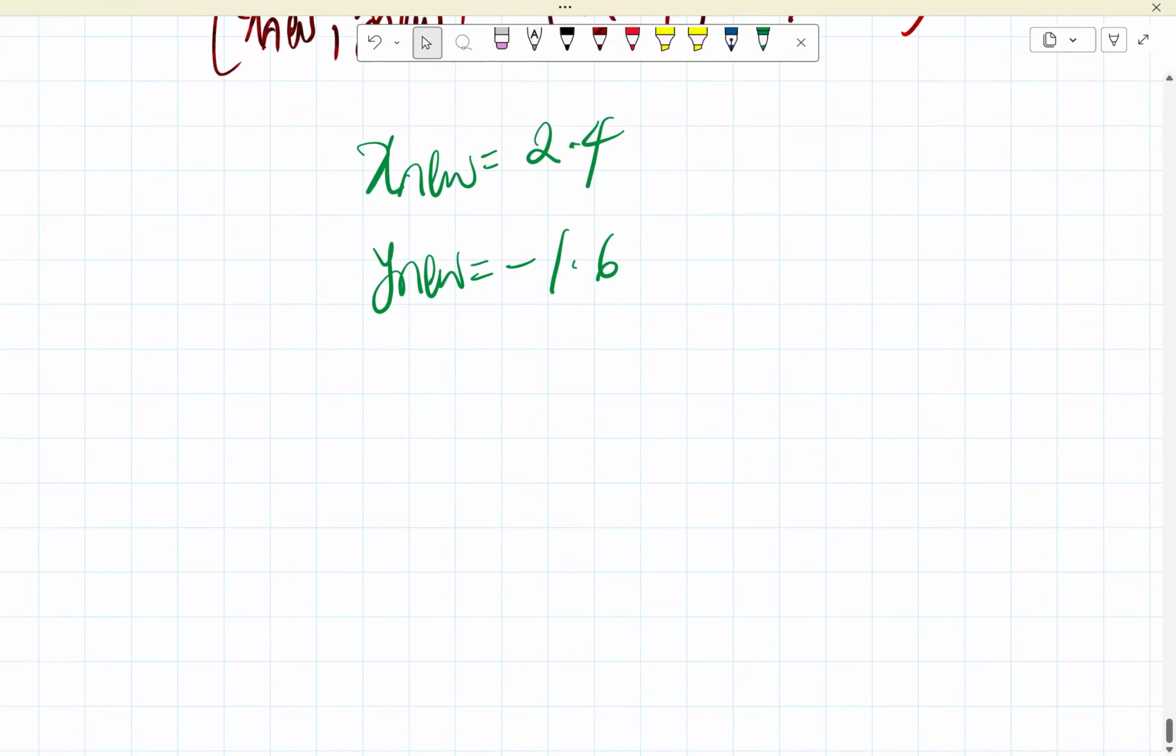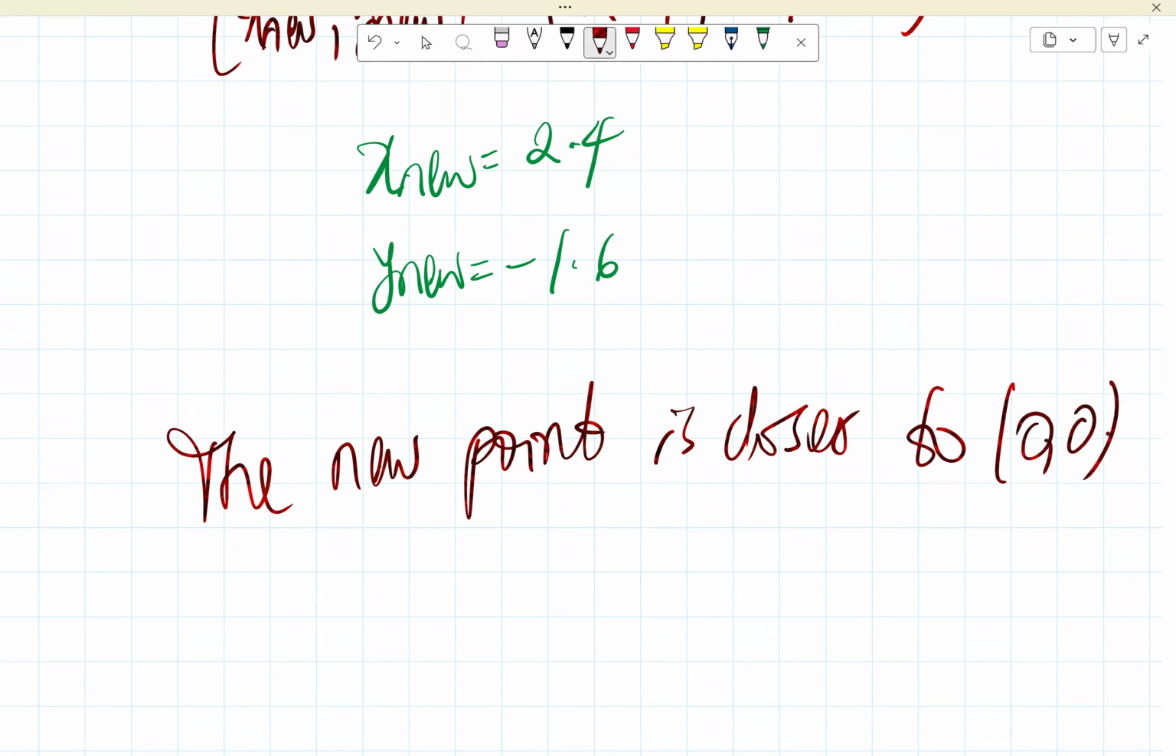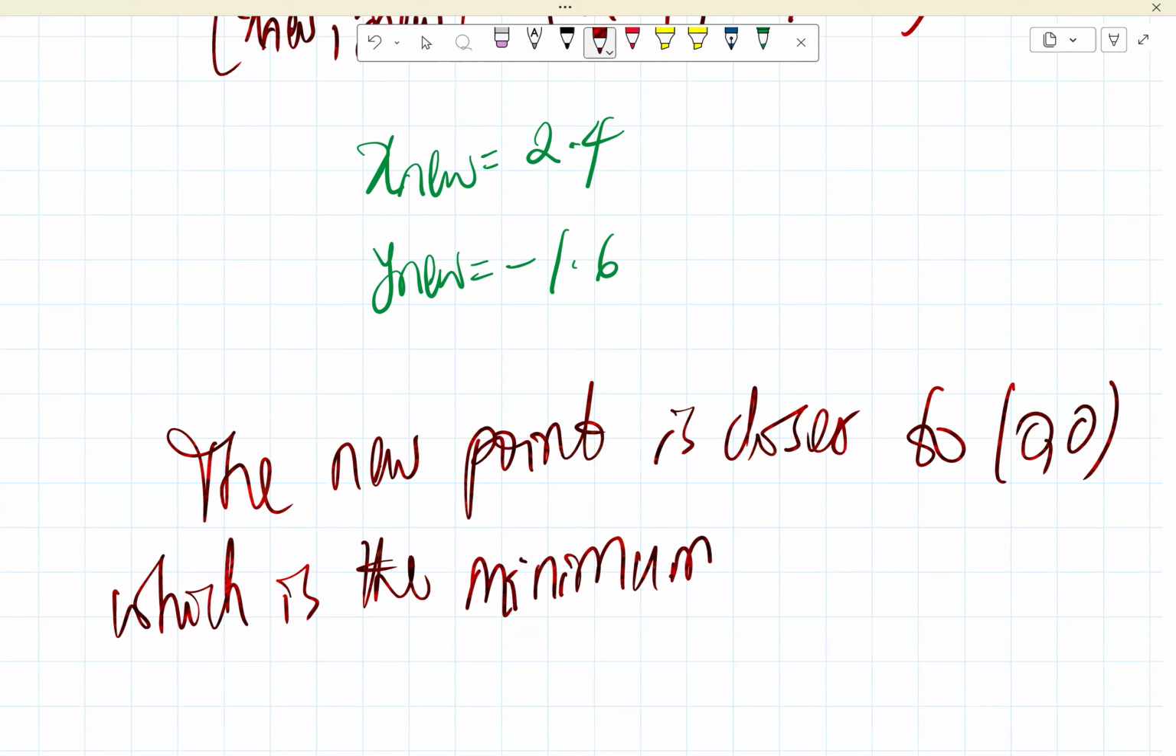If we continue, we see that the new point is closer to 0, 0, which we expect, as the whole thing converges. That 0, 0 is the minimum of the function. Yeah, and that ends this one.